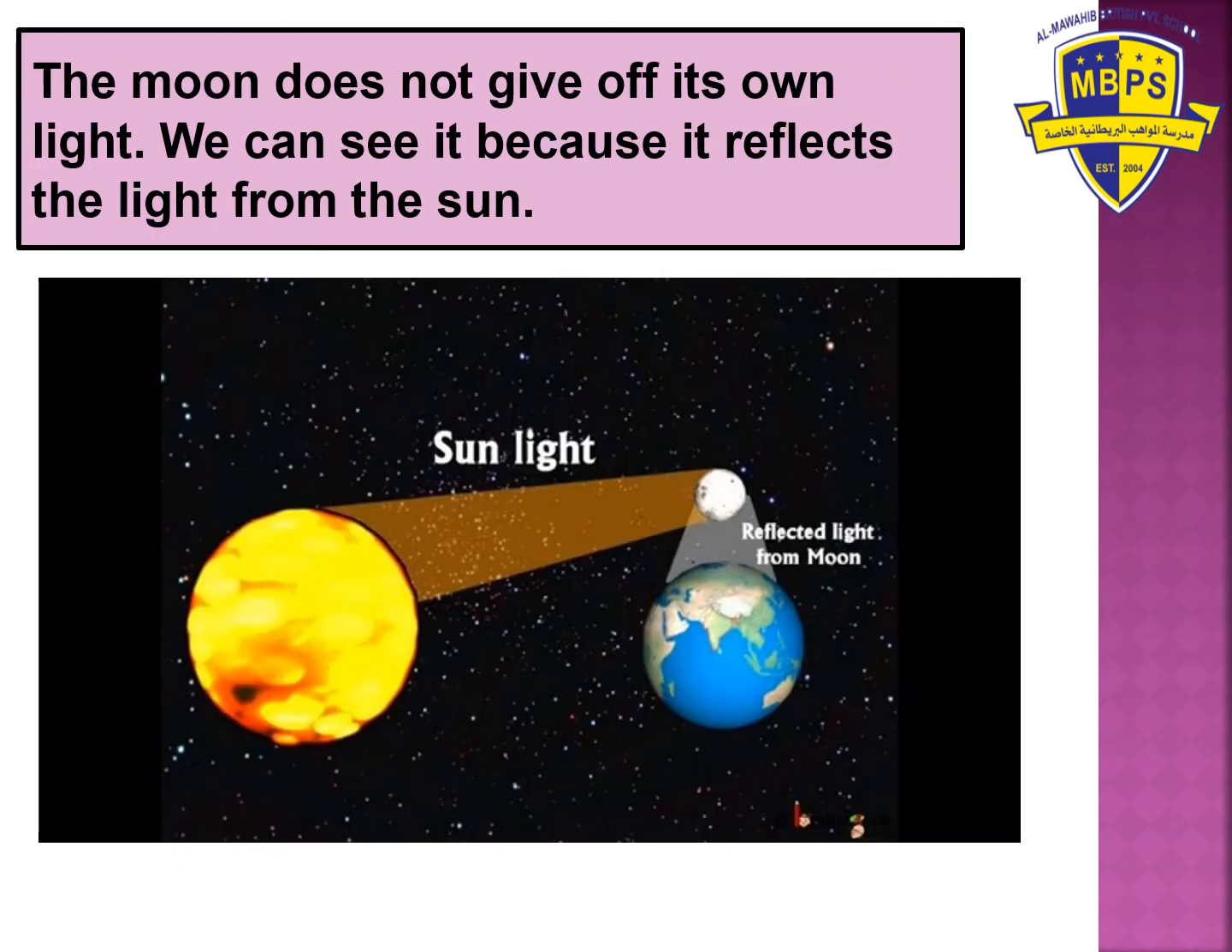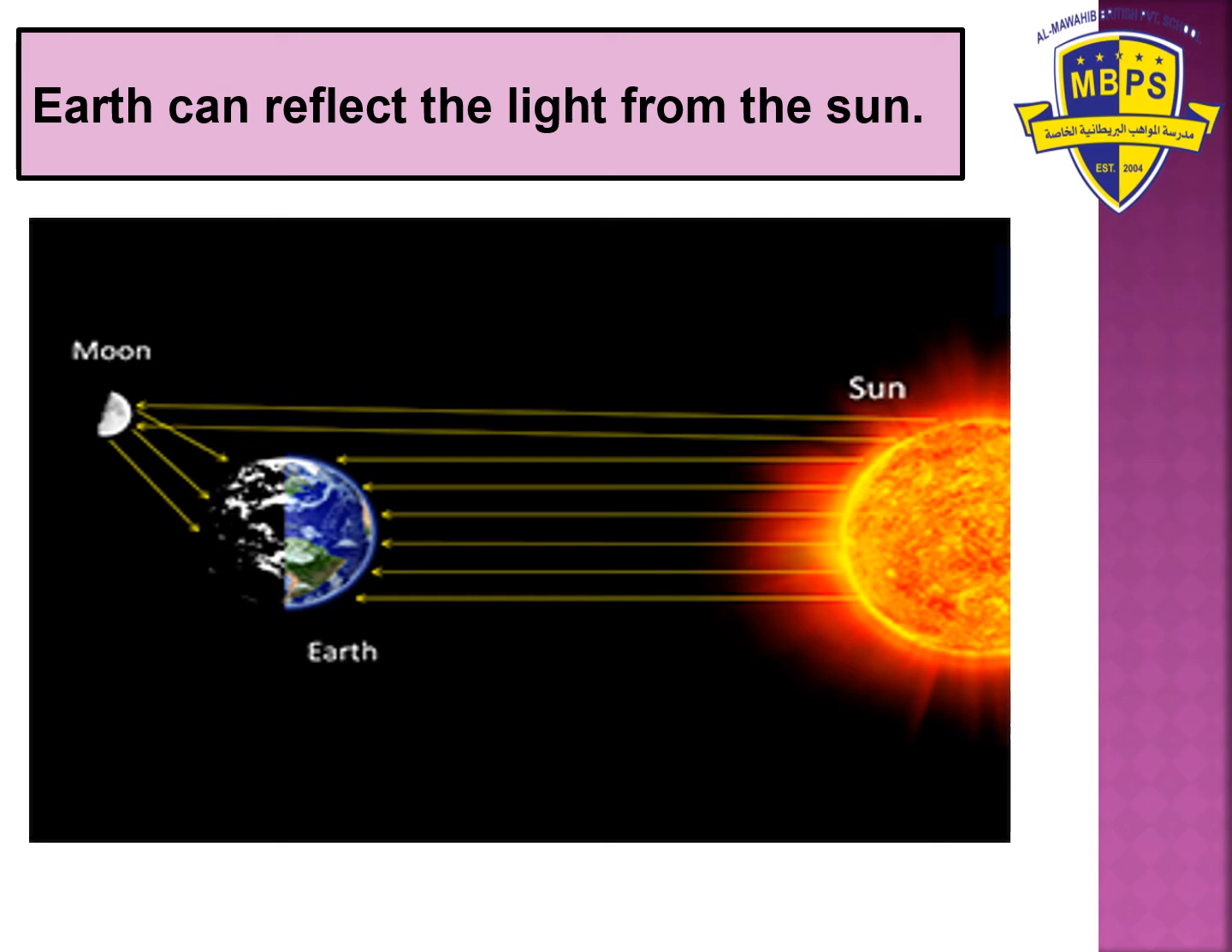Now let's talk about the moon. What do you know about the moon? The surface of the moon. A moon is a huge ball of rock and dust. The moon does not have its own light. It reflects the light from the sun. Earth can also reflect the light from the sun. As you can see in this slide, how Earth reflects the light from the sun.